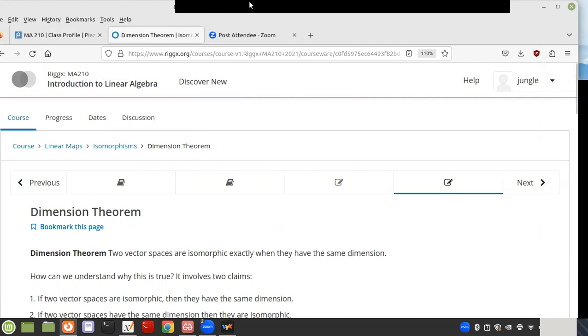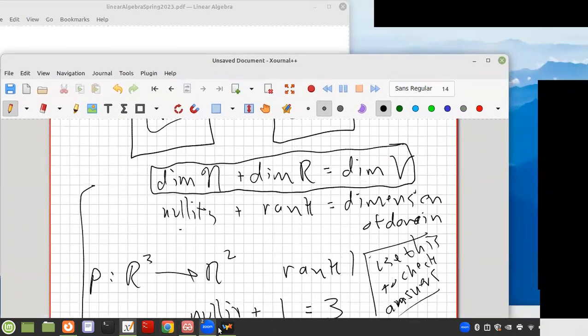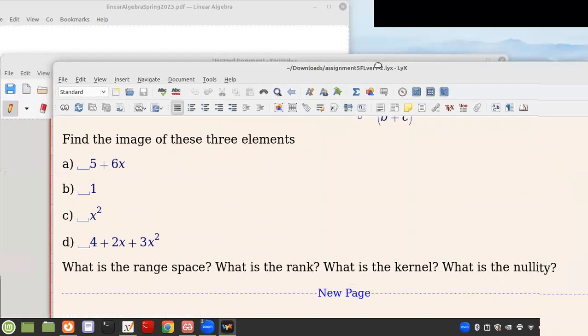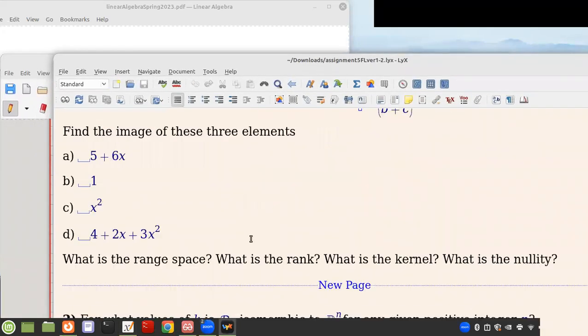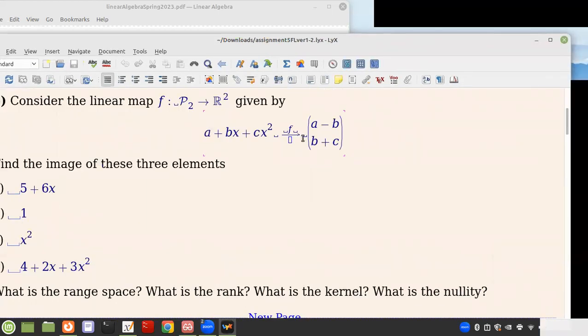And then you can do some, but not all, of the Lix problems. You can do this first one here. What's the range space? You'll say, what's the set of all of these things? Find a basis for it. Find the number of elements, the dimension, that'll be the rank. What's the kernel? It's all of these polynomials for which this maps to 0. So the kernel is going to be a space of polynomials, and the dimension of that space will be the nullity.